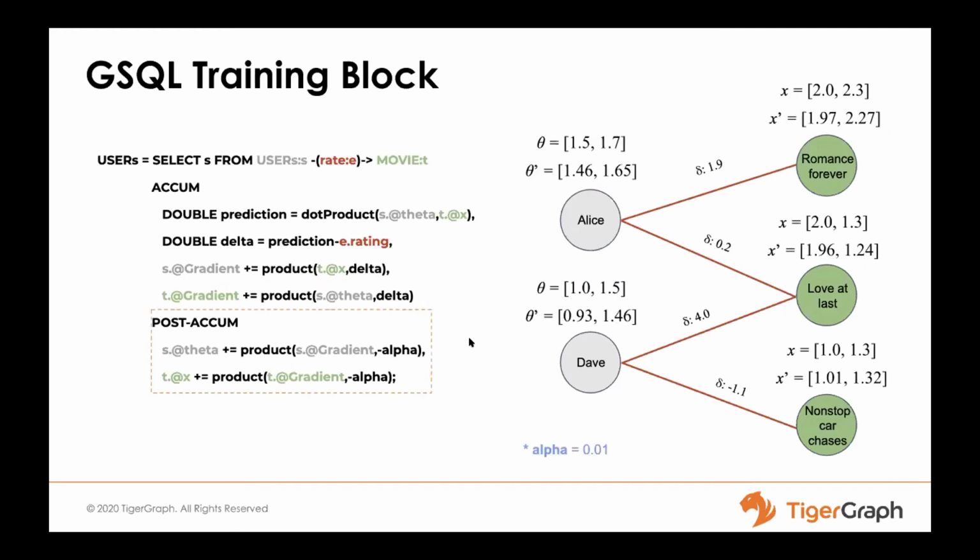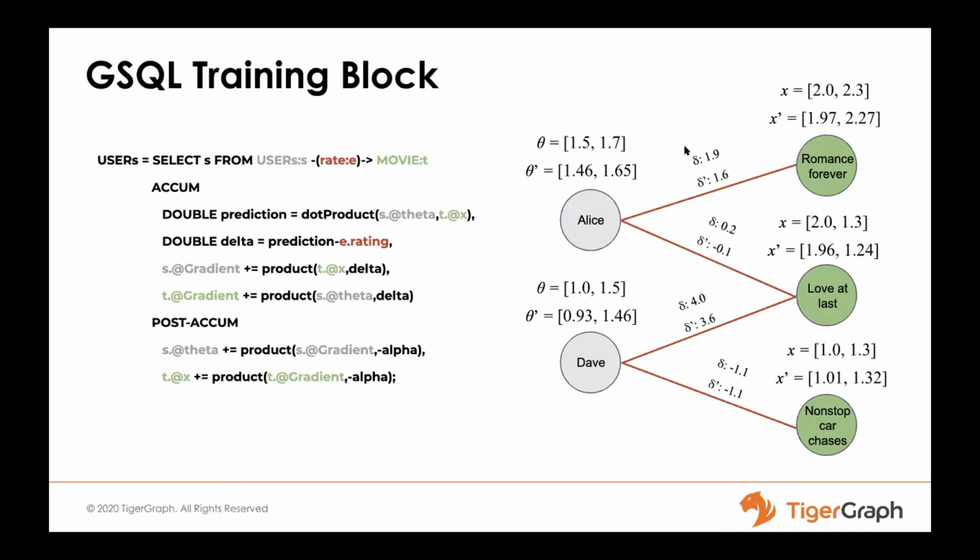Now that we have all the gradients, we'll move to the post-accum. And here we will use these gradients to update our vectors. This is also quite straightforward. This line will update the user's vector, and this line will update the movie's vector. So theta prime and x prime are the updated vectors.